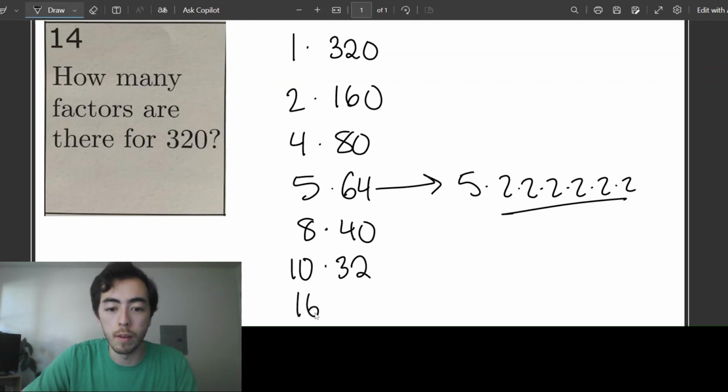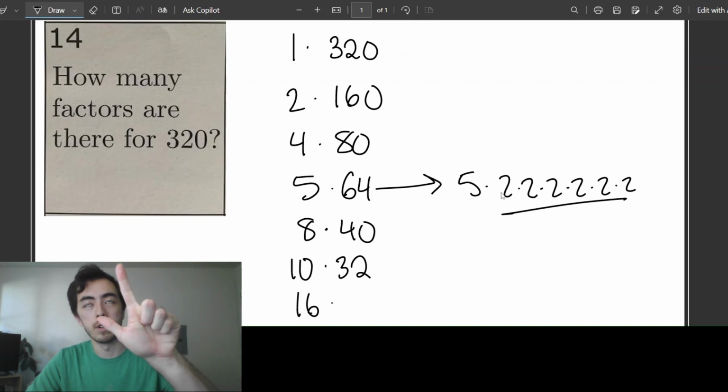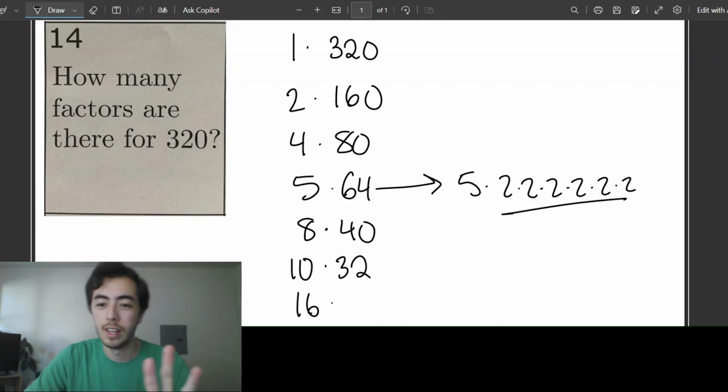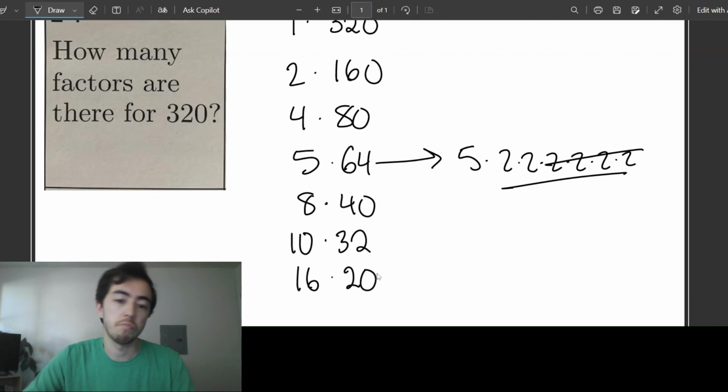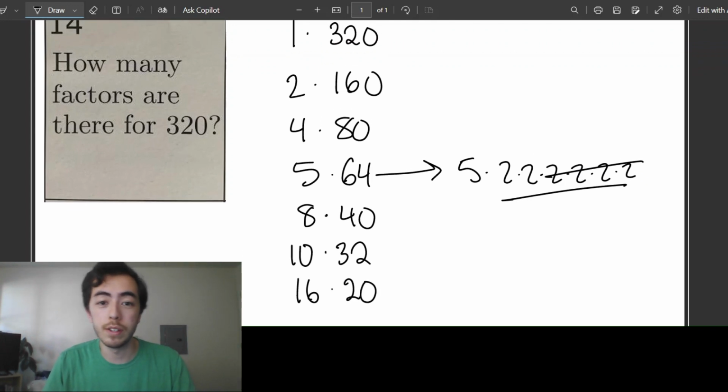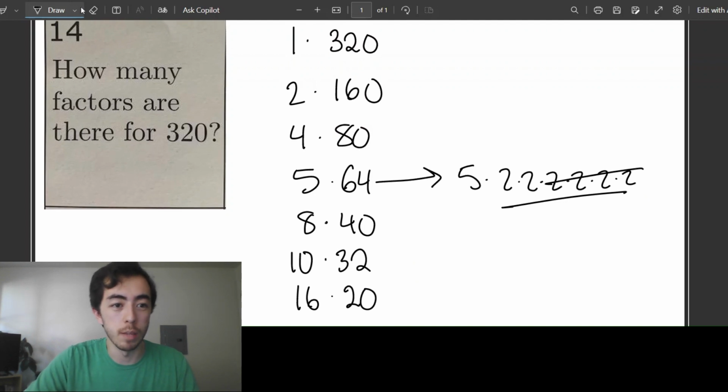So I should get 16 times something equals 320. 16 uses up four 2's, right? 2, 4, 8, 16. And then that leaves me with 16 times 20. So that's one way to do it. You just count them all up until you find them all.